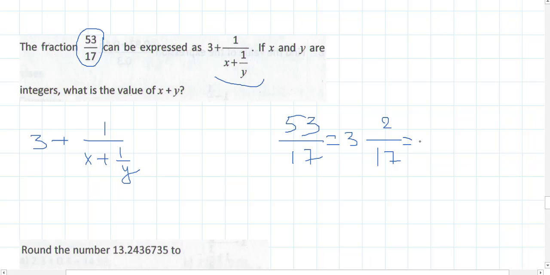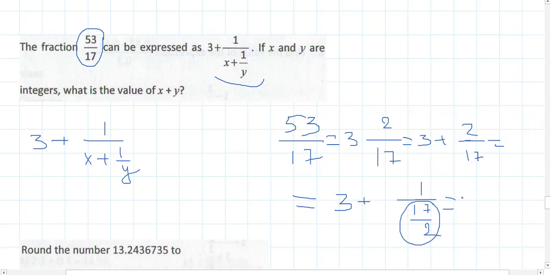And now can we continue it like 3 plus 2 over 70? Yes, it means this one. And equal, if we continue, 3 plus 1 over 70 over 2. Is it correct? Of course, it's correct. So now we can write this 70 over 2 as 3 plus 1 over. So here we have now 70 over 2. It is 8 plus 1 over 2.